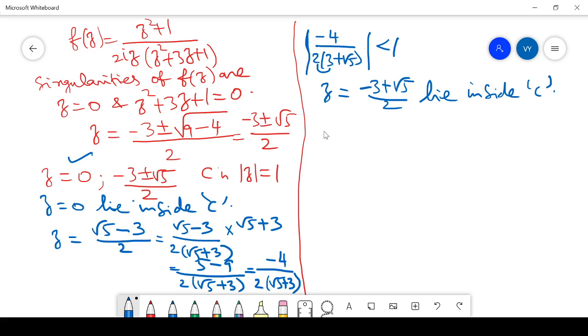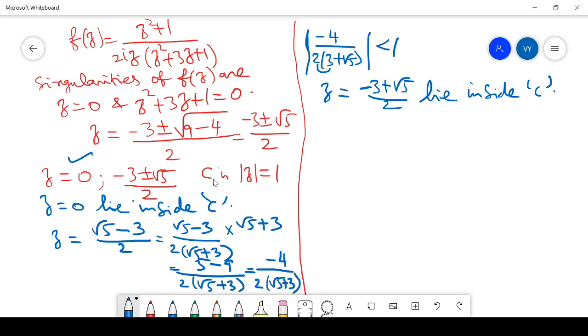Okay. So when you have this and you know that in a quadratic equation the product of the roots is 1, when one of the roots has absolute value less than 1, the other root will have absolute value greater than 1. So obviously minus 3 minus root 5 by 2 will lie outside C. So out of these three roots, 2 lie inside C.